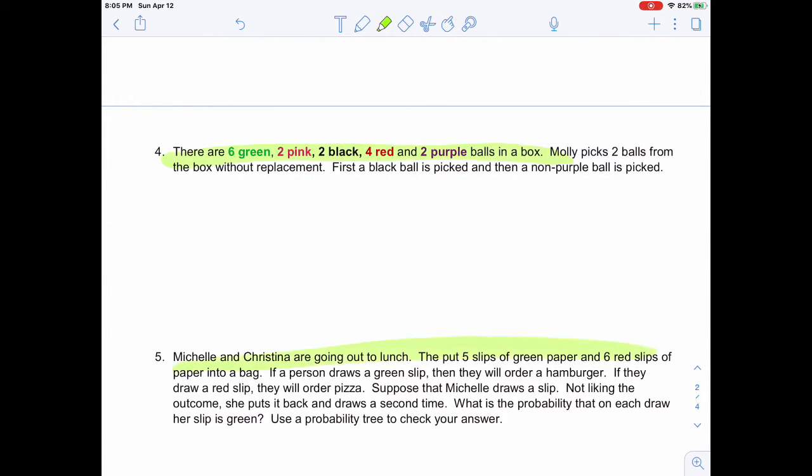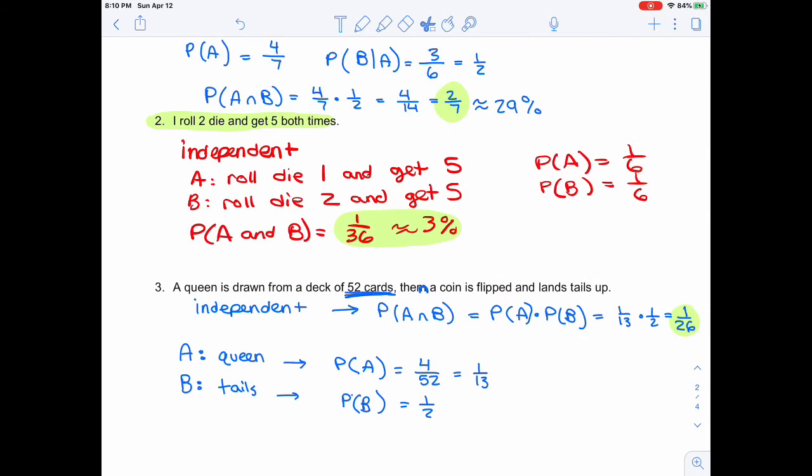Okay, so I'm going to suggest you pause the video here now and do numbers 2, 4, and then 5. The only thing is I will be back to make sure we can use a probability tree to check our answer. Okay? Okay, hopefully you took time to pause the video. So I have the new stuff here in red.